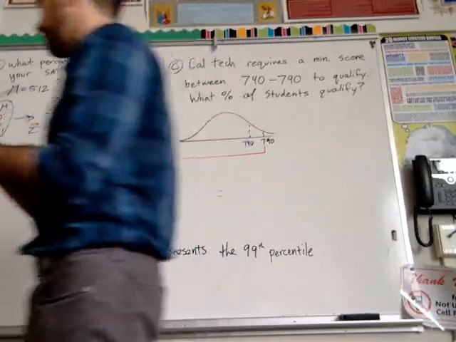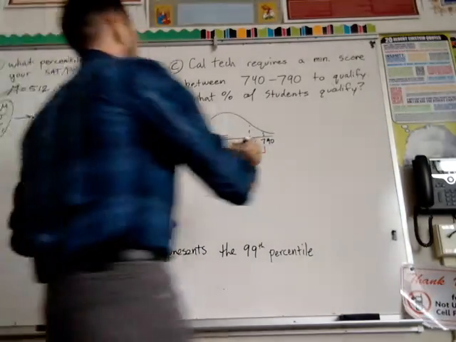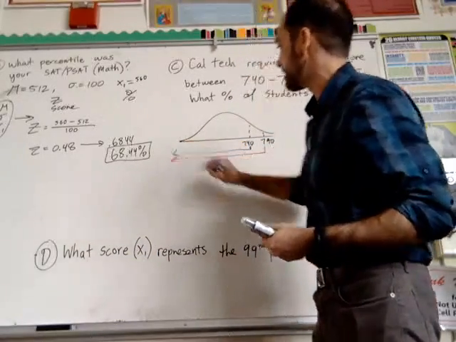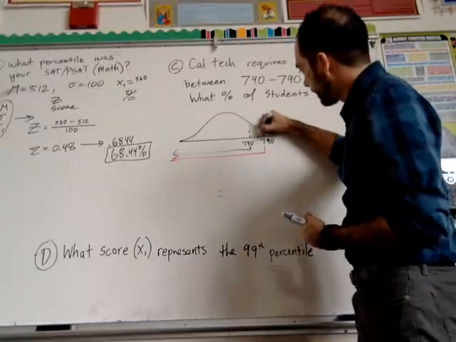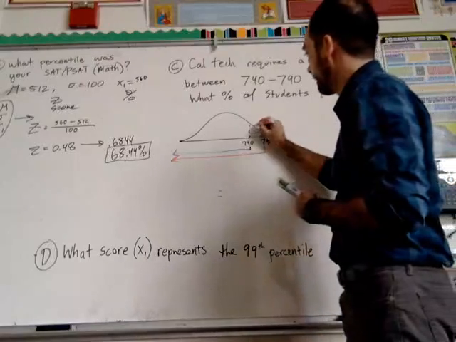Okay. Now, that's the first idea to keep in your head. How about this then? 740, when we find that z-score, it might be about 97%. So if I want to know this part, I'm even going to label these for you.